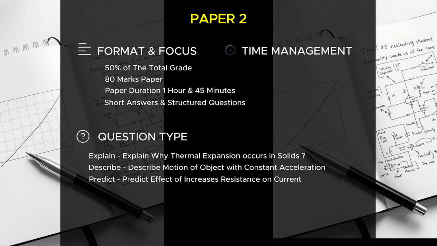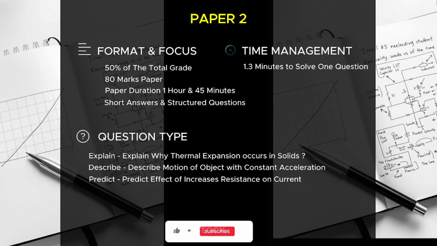Lastly, is our time management. You have about 1.3 minutes per mark. So if a question is worth 5 marks, aim to finish it in under 7 minutes. Don't over-explain a 2-mark question and don't rush a 6-mark one.